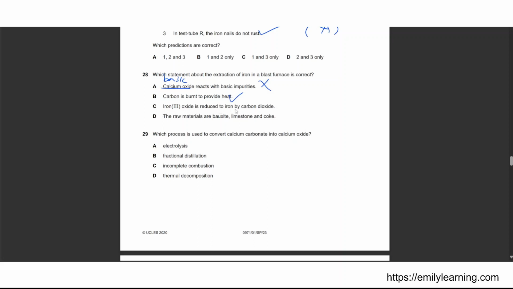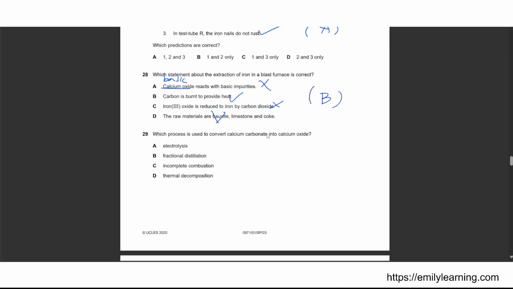Iron(III) oxide is reduced to iron by carbon dioxide. No, iron(III) oxide is reduced to iron by carbon monoxide. Okay, so C is not correct. D, the raw materials are bauxite, limestone, and coke. Okay, no. Bauxite is the ore of aluminium, not iron. So therefore, this is incorrect. So the answer for 28 is B.